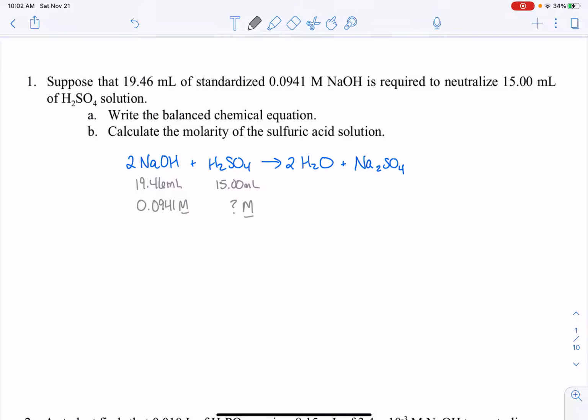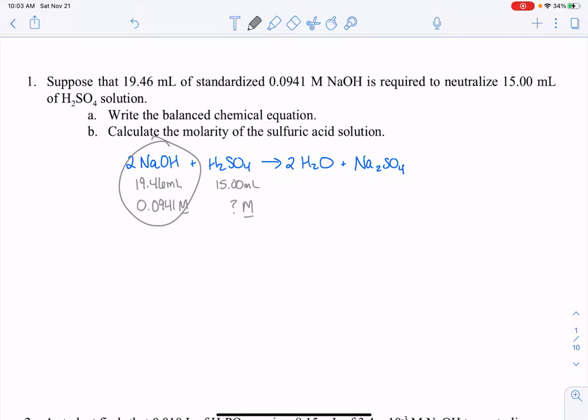Hi, in this video I'm going to work through number 1b. So I've already done A and written the balanced chemical equation. I have also already sorted the numbers that were given to me in the problem, so I know which numbers are applied to which chemicals, and I can see that I'm going to use the two reactants and I'm not going to really use the products in this equation, except that I had to know them in order to balance the equation.